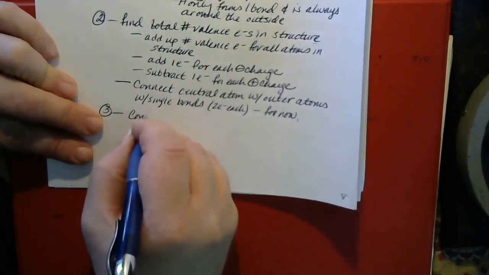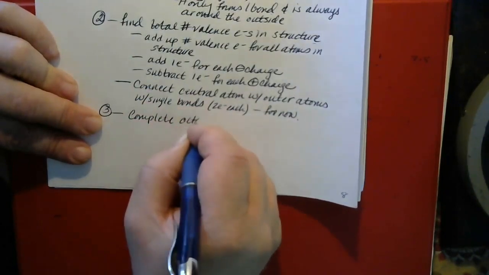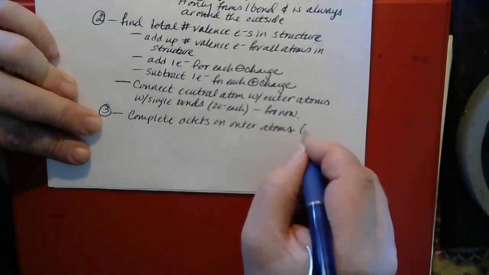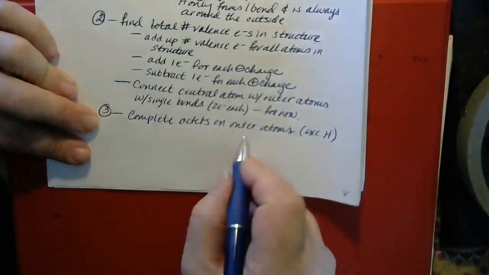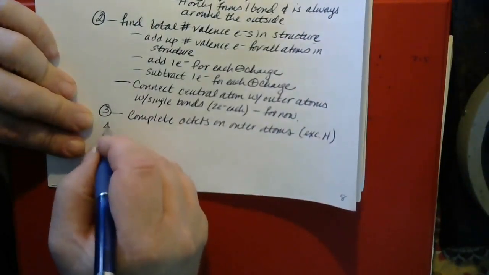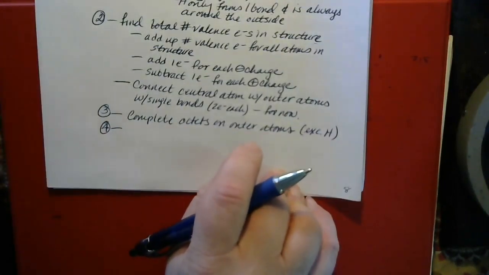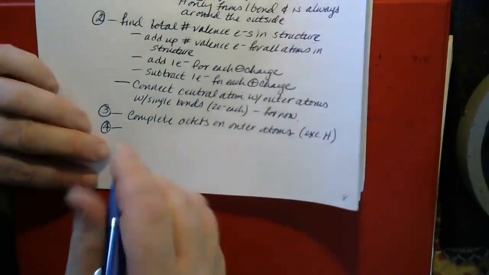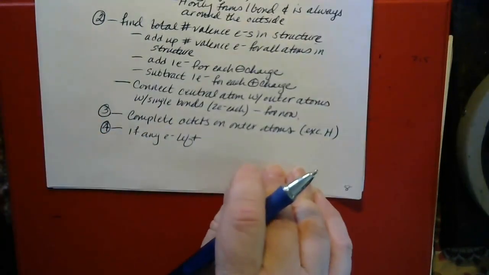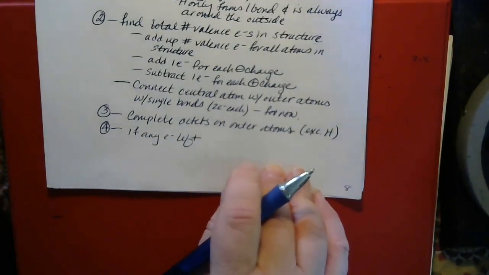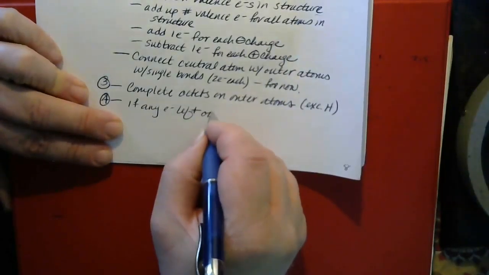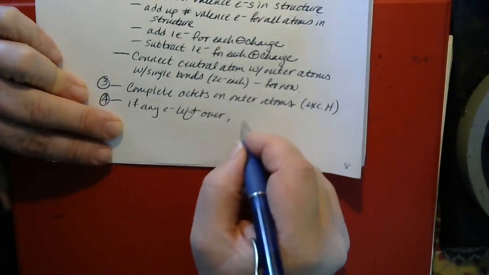Step 3. You complete octets on the outer atoms, except hydrogen. Hydrogen does not want an octet, and hydrogen will always be an outside atom. If any electrons are left over at this point from the total, you're comparing the number of electrons you've used versus the total number of electrons in the structure. And if you get to this point and there are any left over, you place them on the central atom as lone pairs.